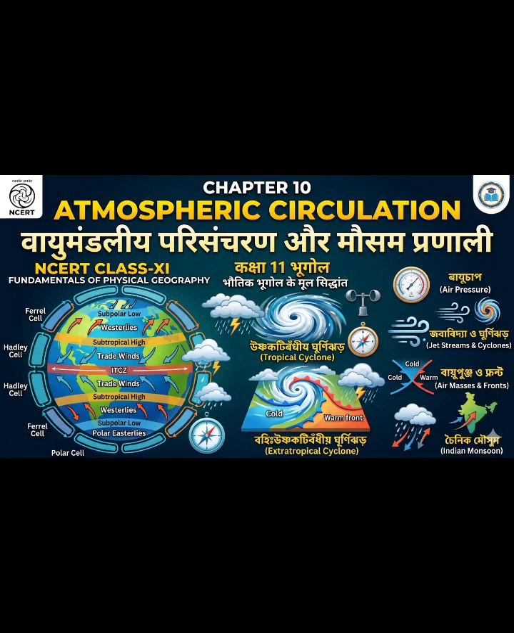Accordingly, the following types of air masses are recognized: maritime tropical or MT, continental tropical or CT, maritime polar or MP, continental polar or CP, and continental Arctic or CA. Tropical air masses are warm and polar air masses are cold.